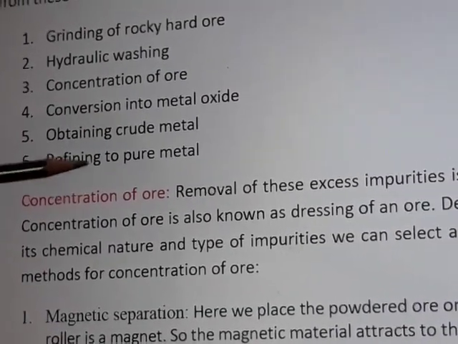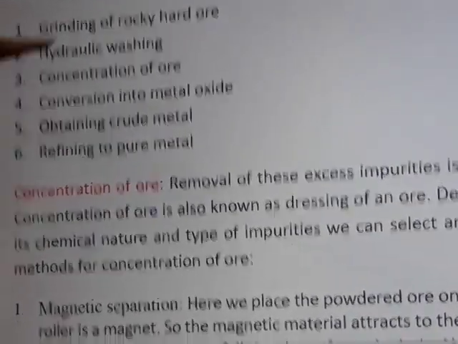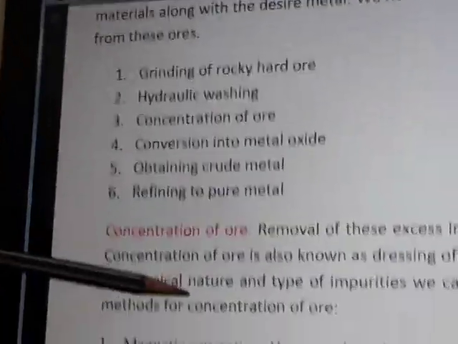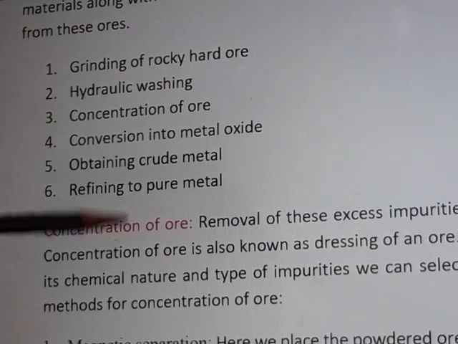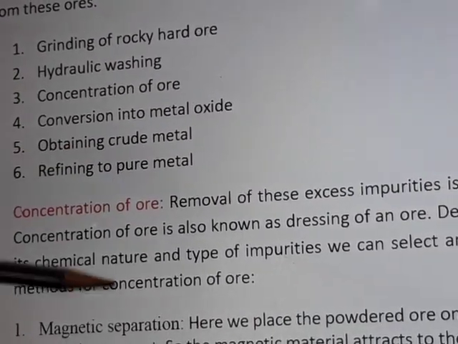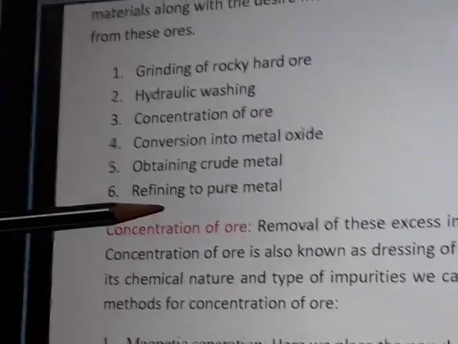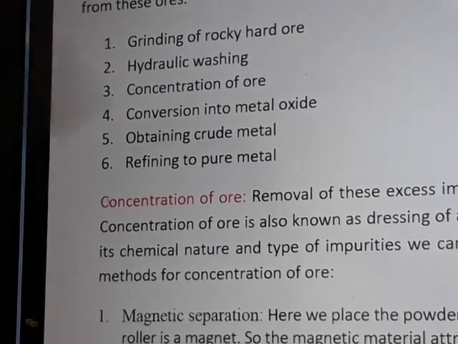Then the next is refining to the pure metal. The crude metal will be refined, will be purified, to reduce the impurities to the level of 0.001% in some cases.